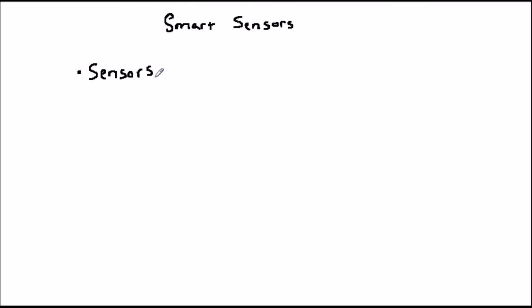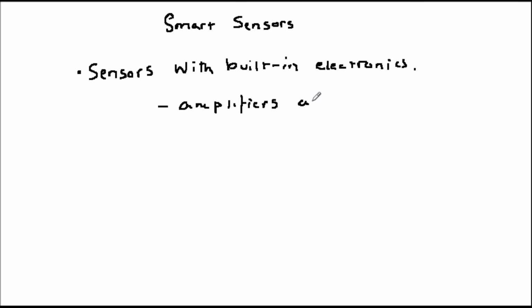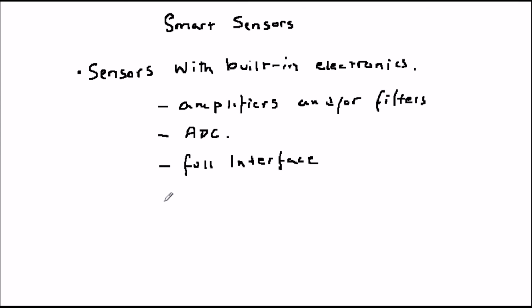These are actually packages with both the sensor and its processing circuitry built in. Sometimes the circuit is just an amplifier, but they vary in complexity right up to examples which include an analog to digital converter and can plug directly into a computer, or even have wireless connectivity built in.